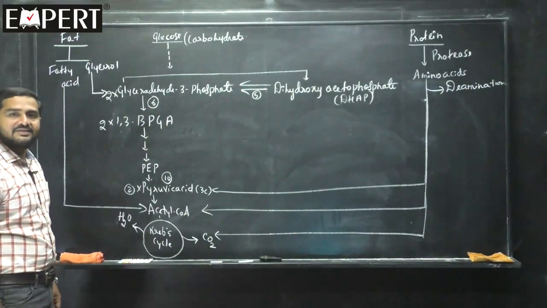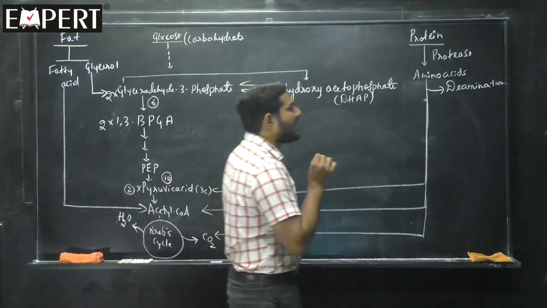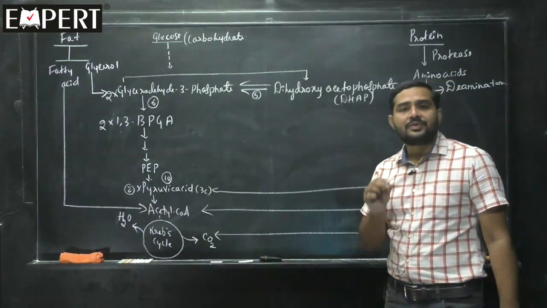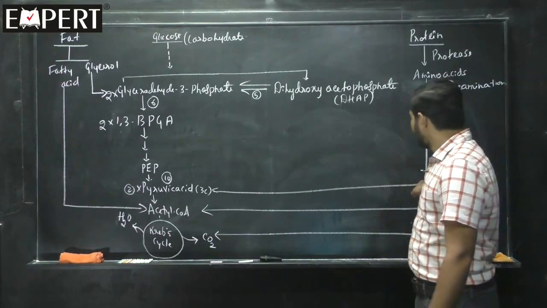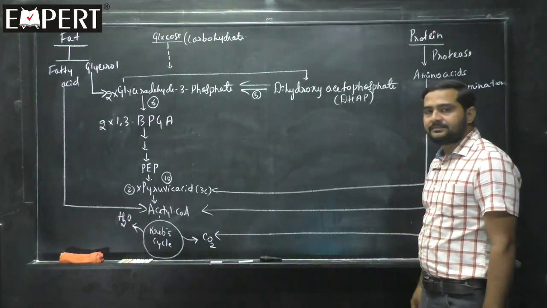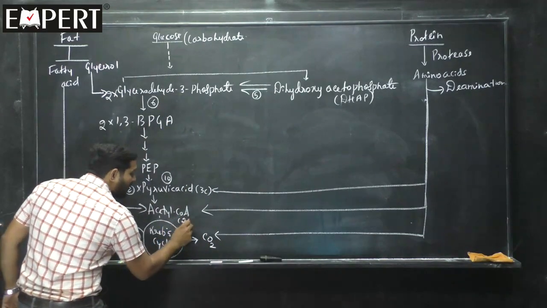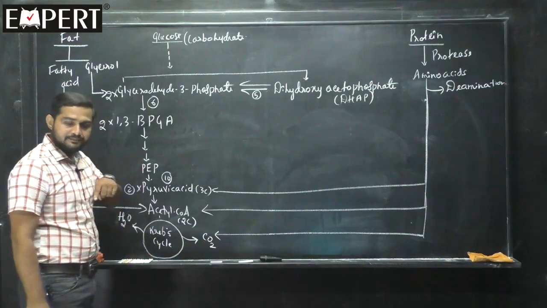Clear, students? That means how many ways can an amino acid enter the respiratory pathway? If a question asks, the answer is 3 ways. One is through pyruvic acid, which has 3 carbon, or through acetyl-CoA, which has 2 carbon, or through any intermediates of the Krebs cycle.